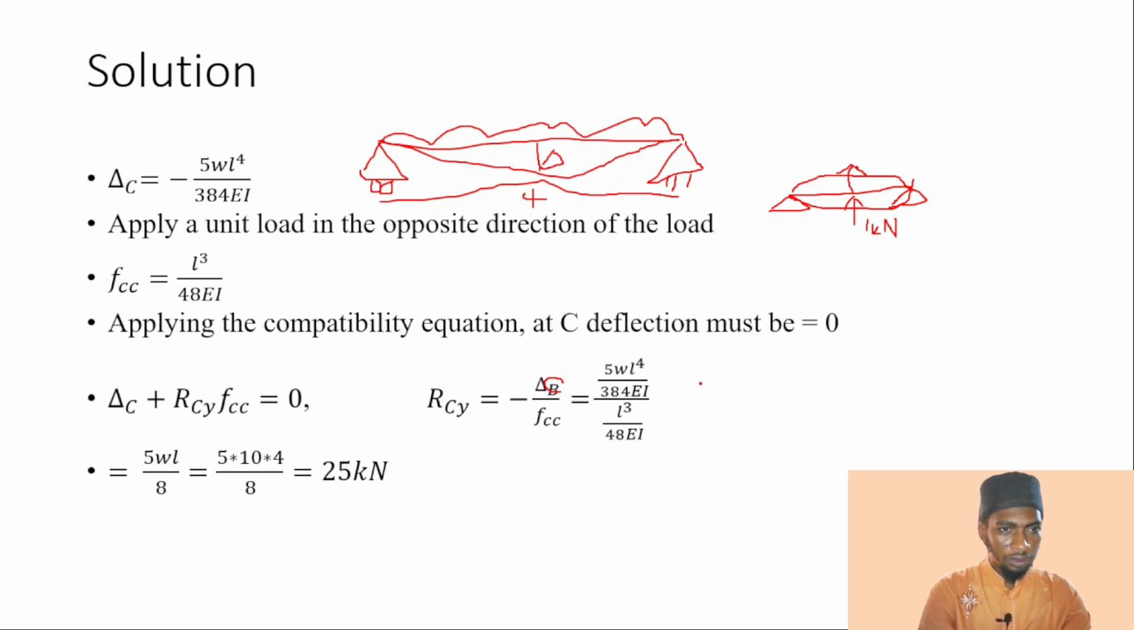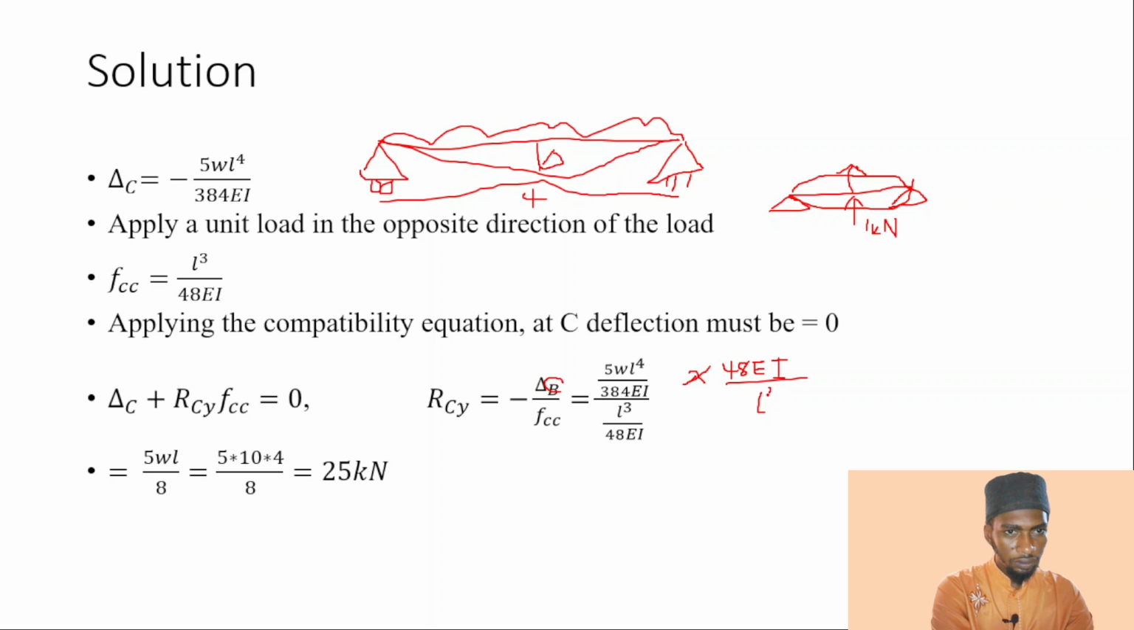If you have something like this, you apply your knowledge of mathematics. You just take the reciprocal of this and multiply it here, times 48 EI all over L cubed. You just take the reciprocal.